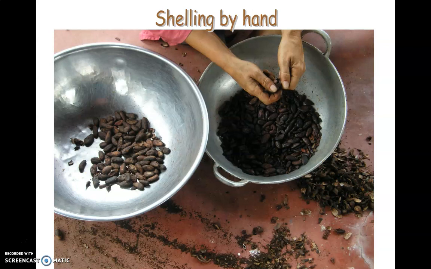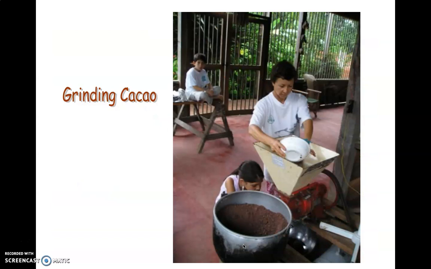Then they're going to shell them, and what we're looking at here is a small operation. This is a home operation type of business rather than a major corporation, because some places the shelling will actually be done by a machine. I actually got to see down in the Dominican Republic a farm that does this same process, and they do it with not just cacao but also with coffee. The processes are actually very similar between cacao and coffee, and once they're done shelling, then they'll grind it.